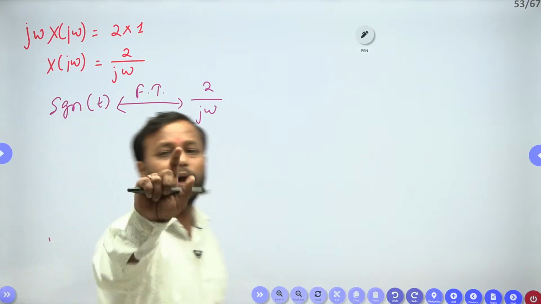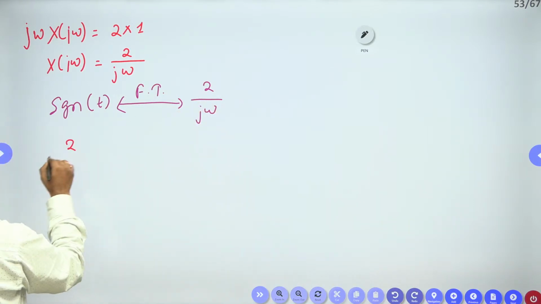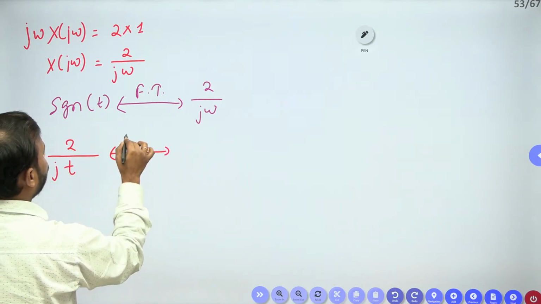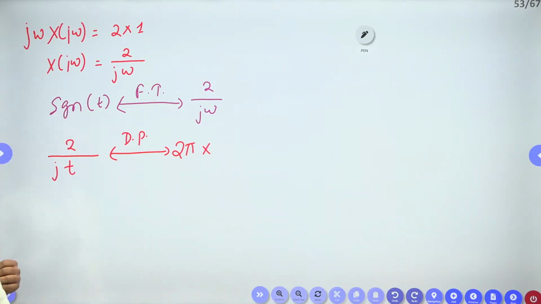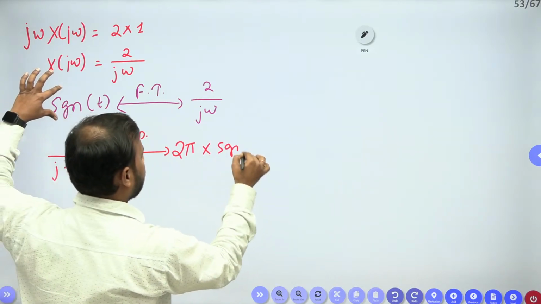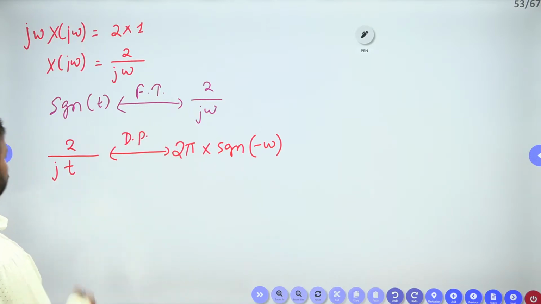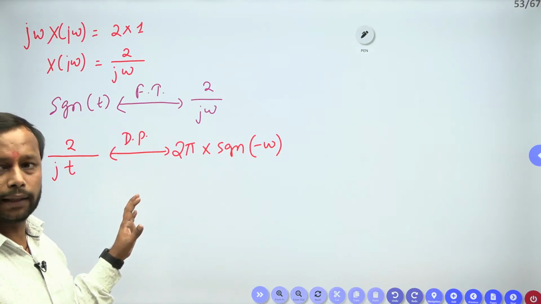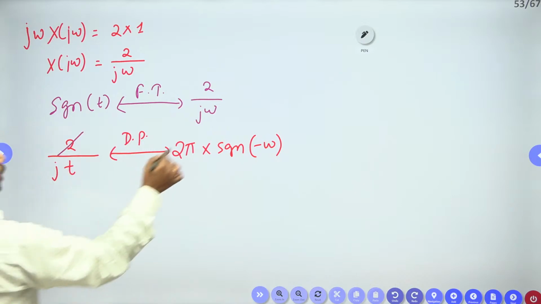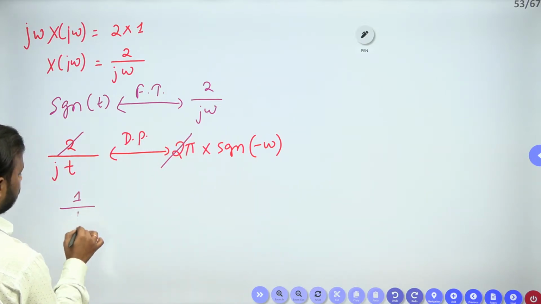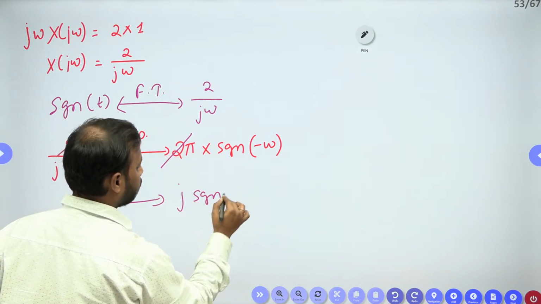Done, everybody? Now I am using the duality principle. The duality principle says that if you replace omega with t, then the Fourier transform will be multiplied by 2 pi into signum, and t will be replaced with minus omega. One more thing, the Fourier transform follows the linearity principle, which means this 2 and this 2 can be cancelled out. So here 1 upon t, bring this pi to the left-hand side and this j to the right-hand side: j signum of minus omega.